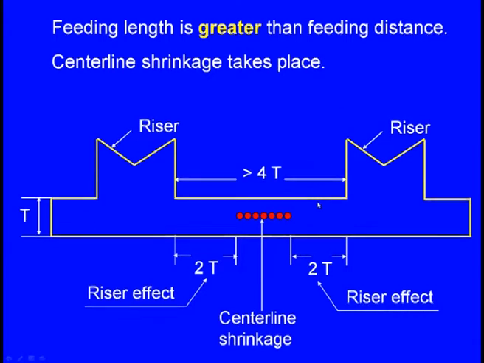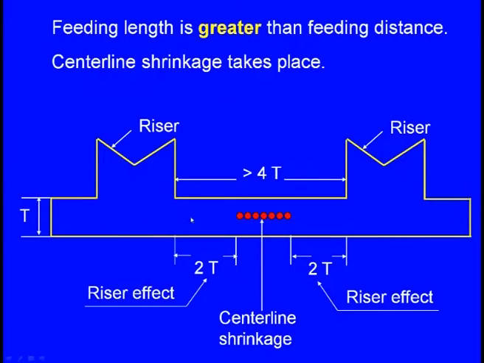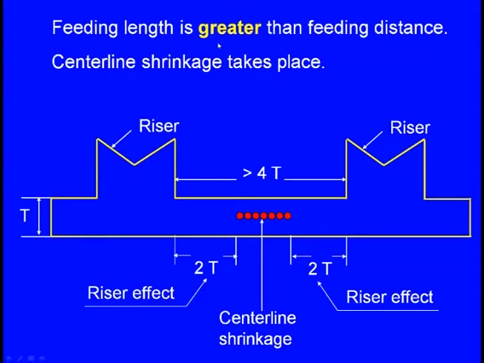And we can see another case where there are two risers, and for this one riser, on one side there is 2T, that is the riser effect. So, there is no question of shrinkage cavity in this region, and this is another riser, and here there is riser effect 2T, where T is the thickness of the section. Now, in this region also there is no shrinkage cavity because of the riser effect. Now, what about this portion? This is not covered by the left side riser. This is not covered by the right side riser. Of course, there is no question of the end effect because there is no edge, only two risers are there on both sides. Then what will happen? The center portion, which is not covered by either of the risers, there will be shrinkage cavity. Here also feeding length is greater than the feeding distance.